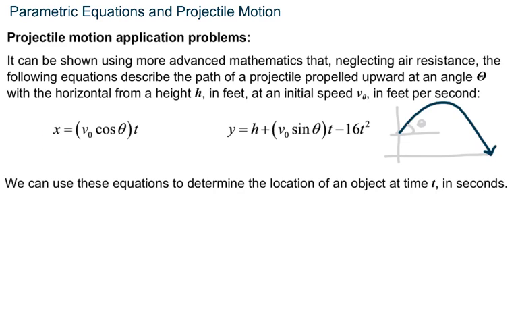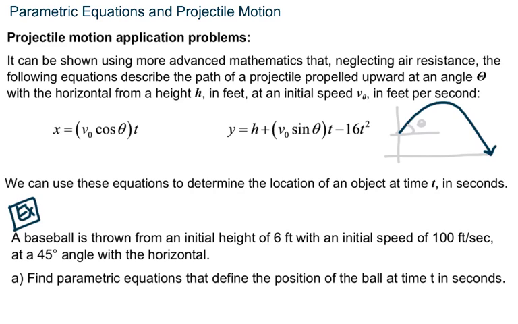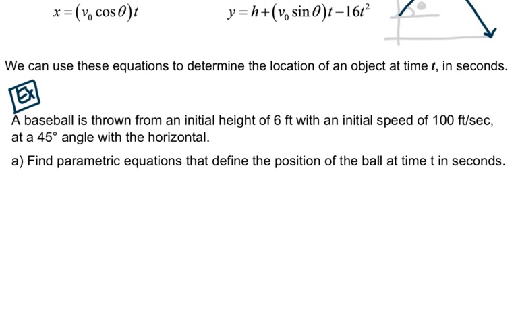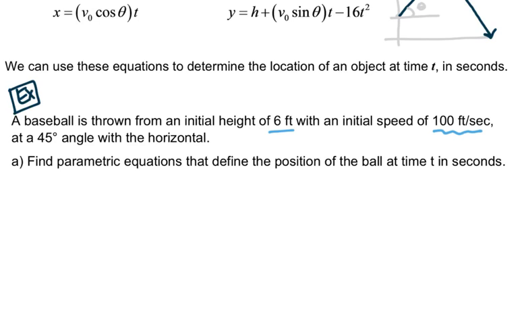All right, so x and y give a position or a location of an object, horizontally or vertically, at time t in seconds. So let's look at using these two parametric setups and solving an application problem with a projectile, specifically a ball, which is thrown from a certain height. In this example, we have a baseball thrown from an initial height of 6 feet with an initial speed of 100 feet per second at an angle of 45 degrees with the horizontal.